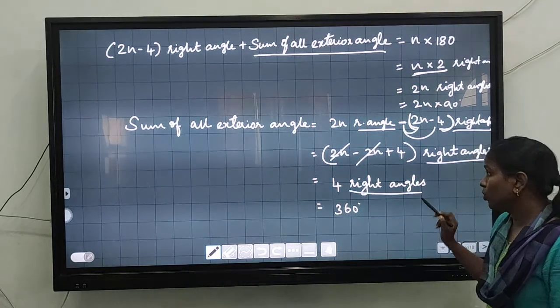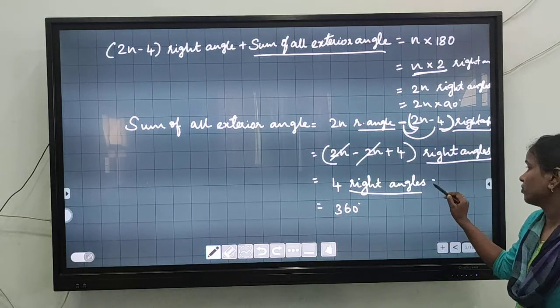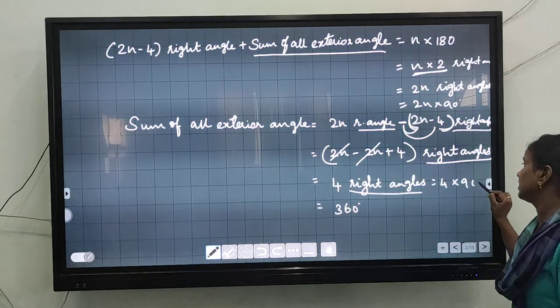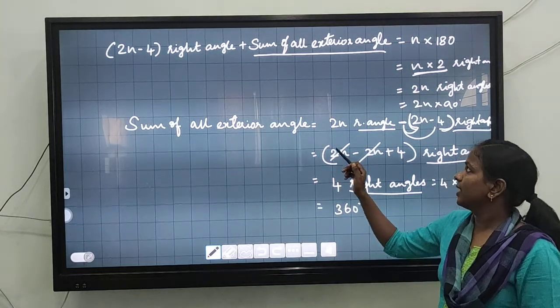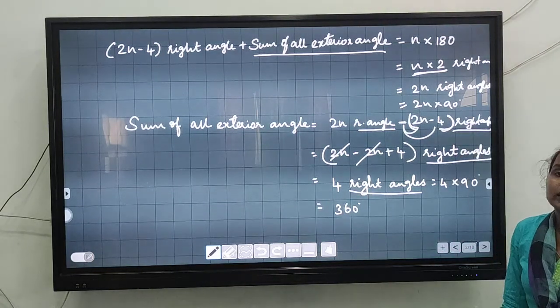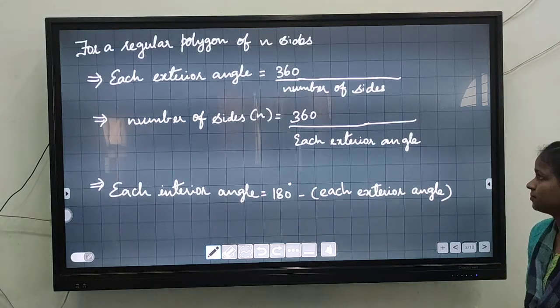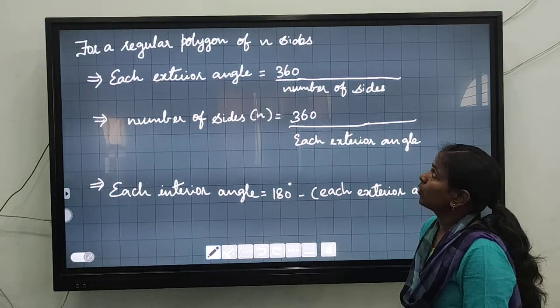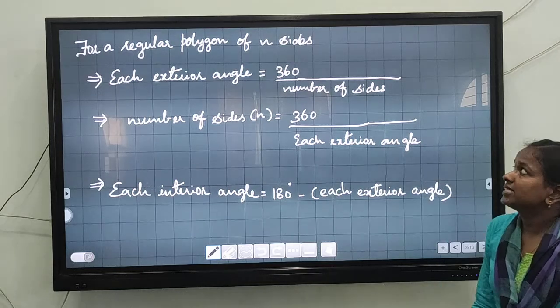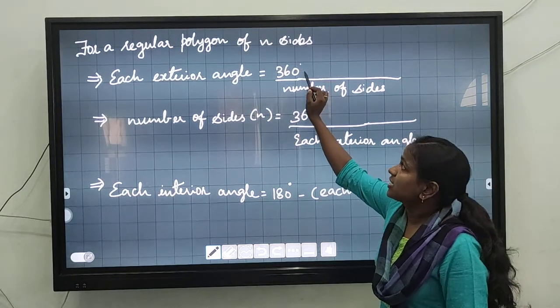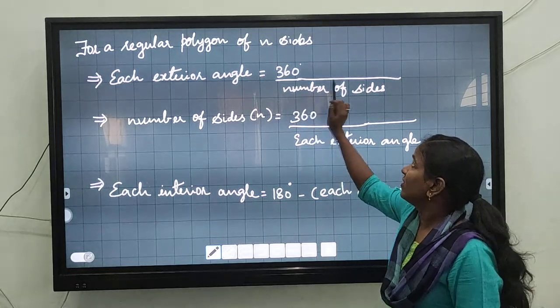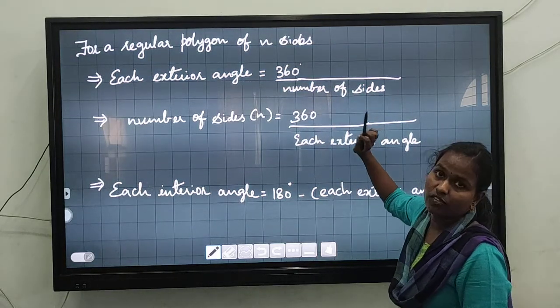You know a right angle is equal to 90 degrees. So 4 multiplied by 90 degrees, we can write 360 degrees. So the sum of all exterior angles is equal to 360 degrees. Then for a regular polygon of n sides, each exterior angle is 360 degrees, the sum of exterior angles, divided by the number of sides. That is the formula.